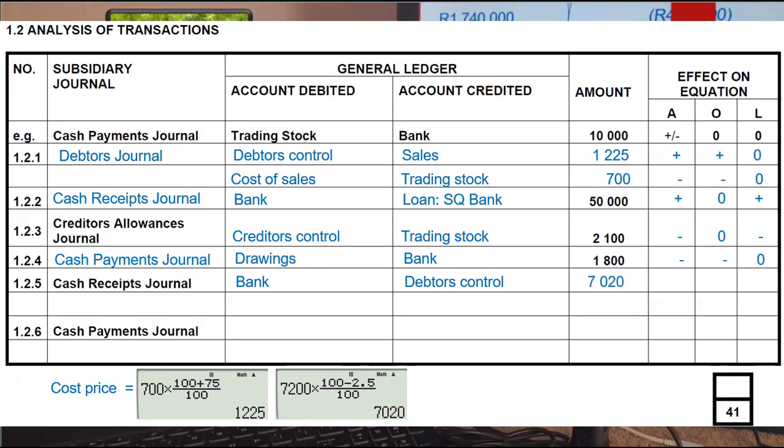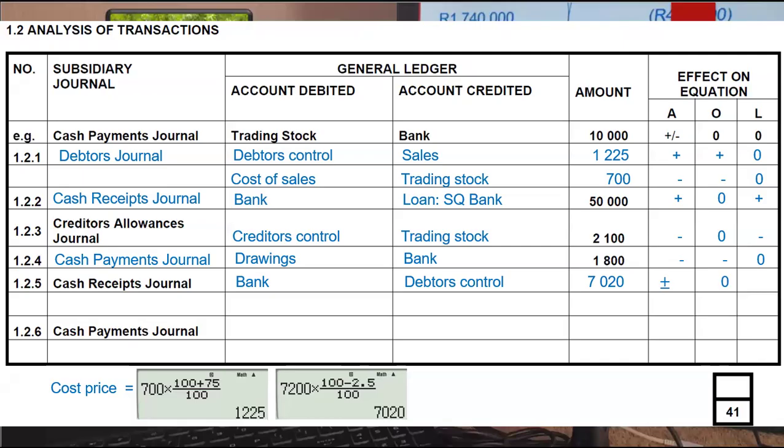So under assets, bank is increasing, debtors control is decreasing. We are being owed less because default June paid us. Hence, under assets, we'll have plus minus. The plus is for bank, the minus is for debtors control. Owner's equity is not affected. It's not capital, income, drawings or expenses, and liabilities are also not affected. We're not owing anybody or paying anyone that we owe. We are actually being paid by someone that owed us, which is a debtor.